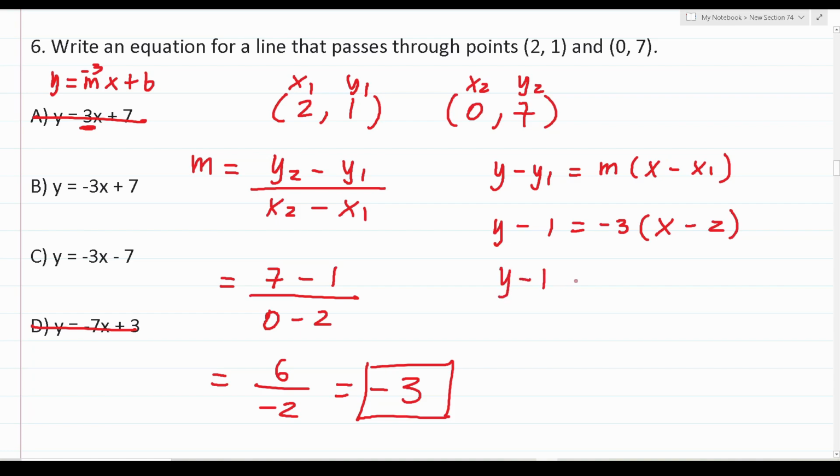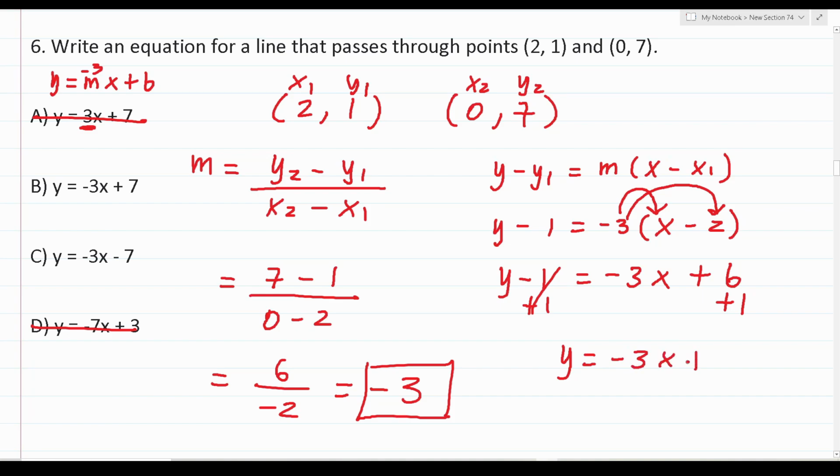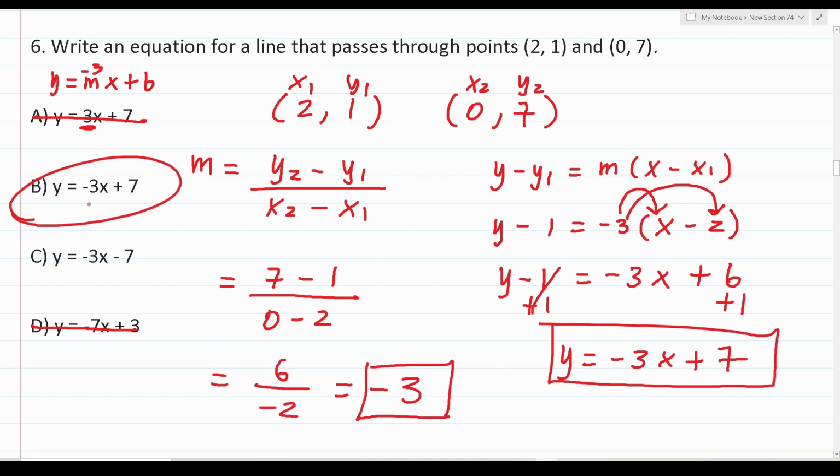This is y minus 1 equals, we have to take this negative 3 and distribute it here and here. So this becomes negative 3 times x, which is negative 3x, and negative 3 times negative 2, which is going to be positive 6. All right. Now we just want to get y by itself, so we're going to add 1 to both sides. This crosses out here, leaving you with y equals negative 3x plus 6 plus 1, which is 7. So the equation of the line that passes through these 2 points is negative 3x plus 7, which we can see is in fact B in this case.